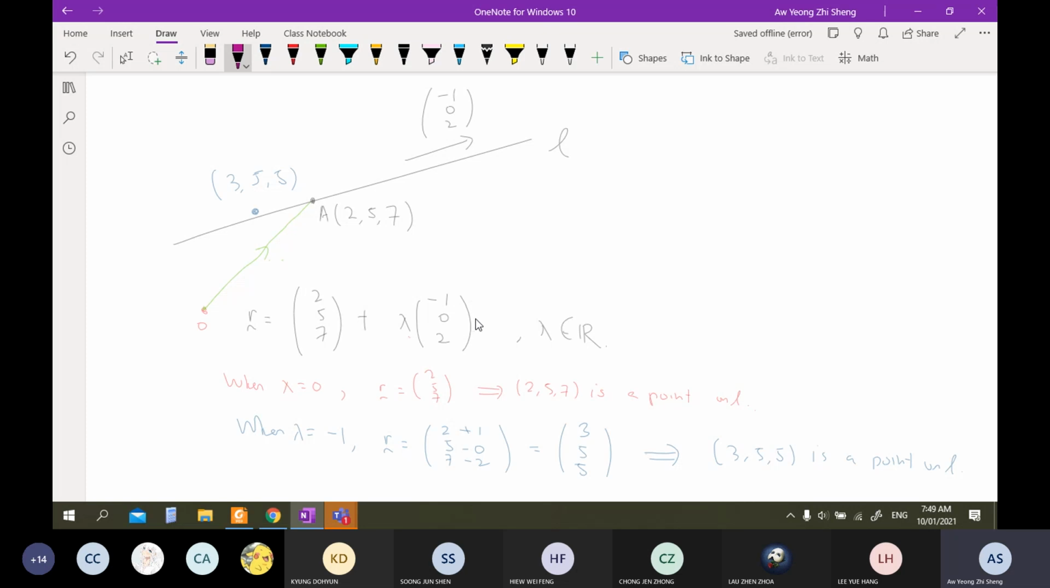Someone asks in chat, would it be helpful if the direction vector is always set to be unit vector? Well, it won't help. In fact, setting it to be unit vector will make things more messy. So we don't bother about the length of the direction vector.